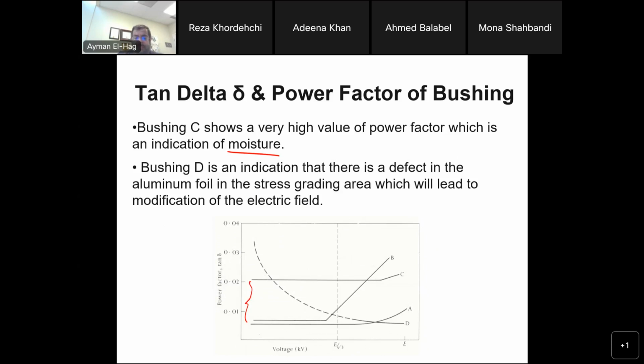Finally, bushing D starts with a very high value and then starts to drop. That is an indication that there is a defect in the aluminum foil. Because of the damage, there is a modification of the electrical stress. So you start at a high value and start to drop. That is not normal. Normally, you start at a low value, and when you exceed the voltage, you start to increase. When it does the opposite, it is an indication of a problem with the aluminum foil. Aluminum foil is one of the stress grading methods that we mentioned, that we have in the bushings.